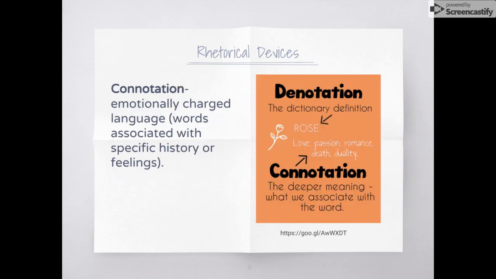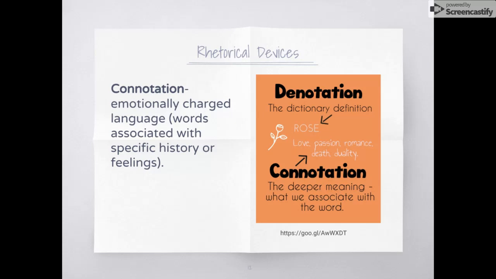A connotation is emotionally charged language. So there's a difference between calling someone thin and calling somebody scrawny. Scrawny has a negative association with the word, and you wouldn't want to be called scrawny. It makes you feel bad, but you probably wouldn't mind being called thin.